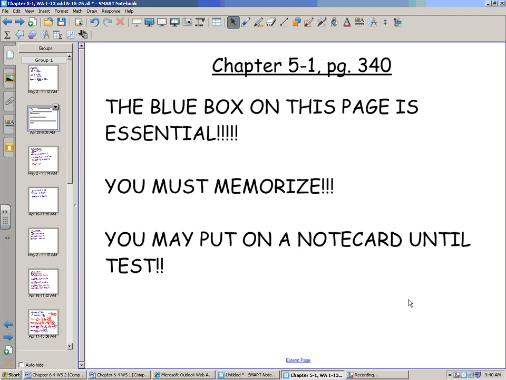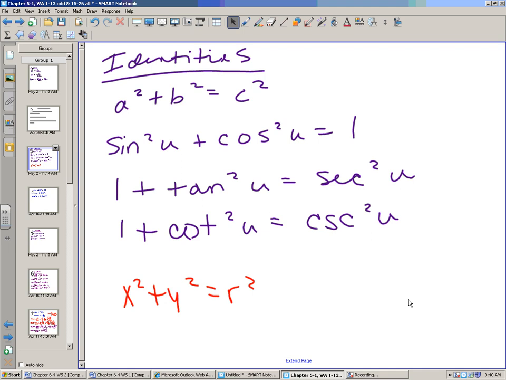Okay. Now, what's on that page? Here's what's on that page. Identities: a squared plus b squared equals c squared. Sine squared u plus cosine squared u is equal to 1. 1 plus tangent squared u is equal to secant squared. 1 plus cotangent squared u is equal to cosecant squared u. And x squared plus y squared is equal to r squared. You have all this down already. You should have this all on a note card already, true? Yeah, notice that's all what we have so far.